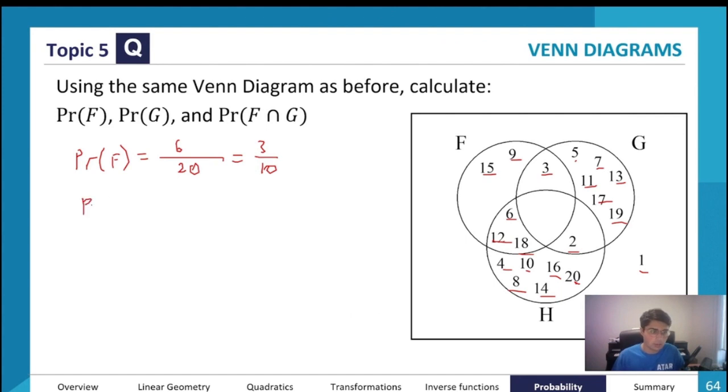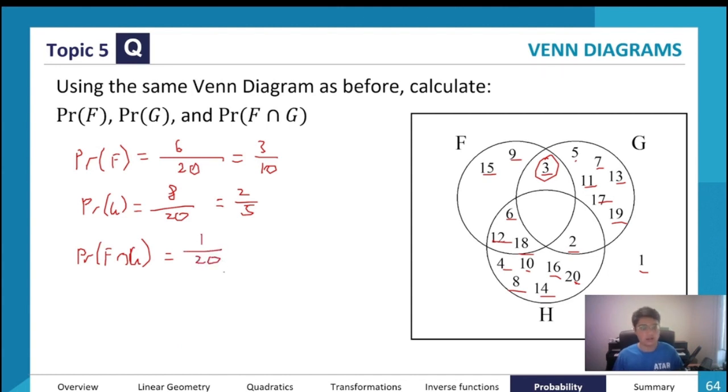Okay, the probability of G. We can use the same logic. We've got 1, 2, 3, 4, 5, 6, 7, 8 outcomes in G. So we do 8 over 20, which simplifies to 2 over 5, just dividing the top and bottom of the fraction by 4. And then last of all, we have probability of F intersect G. Okay. F intersect G, we only have one element in that set. So again, intersect means we're looking for the overlap between F and G, so that's just three. In this case, that's only one outcome out of 20, so that's going to be our odds there.